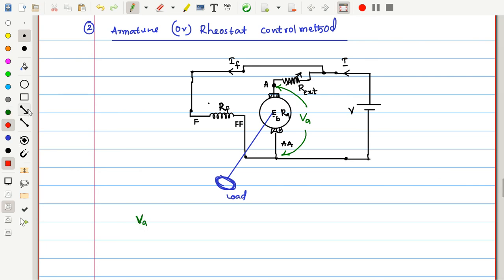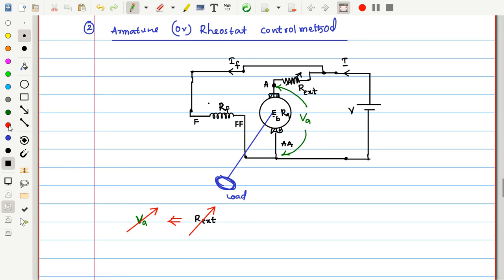VA can be varied. How can we vary VA? Check it. If R external in the armature is varied, this VA can be varied. Let me put the arrow mark in reverse in this way. If R external is varied, VA will vary. How? Let us see in this way.